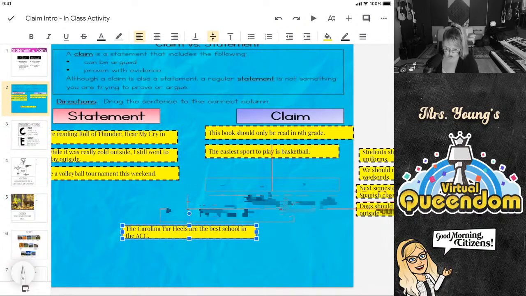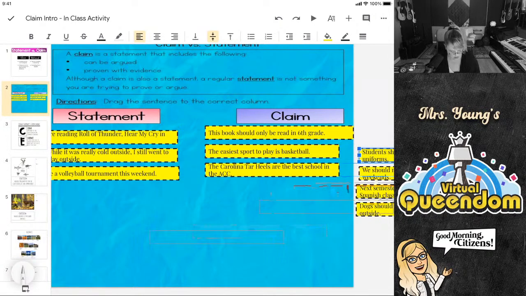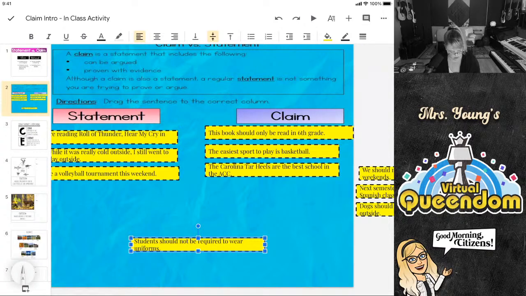Okay, what about this one? Students should not be required to wear uniforms. Claim or statement, and why? It is a claim. Why is it a claim, though? Argue it. It's arguable. Some people think you should wear school uniforms, other people don't.